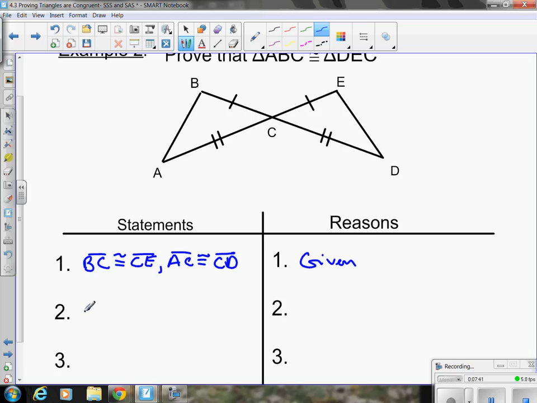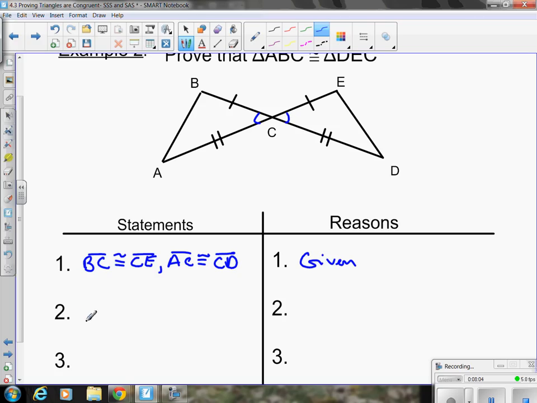I got 2 sides. I need either an angle or the third side. The angle would have to be the included angle between the two sides. Okay, this angle is not between the two congruent sides, nor is this one. This would be the angle between. I don't know anything about these sides, but I do know that this angle and this angle are congruent.